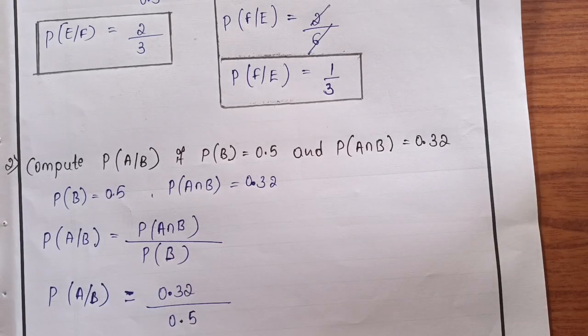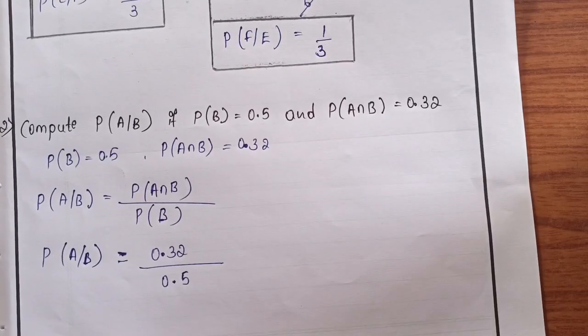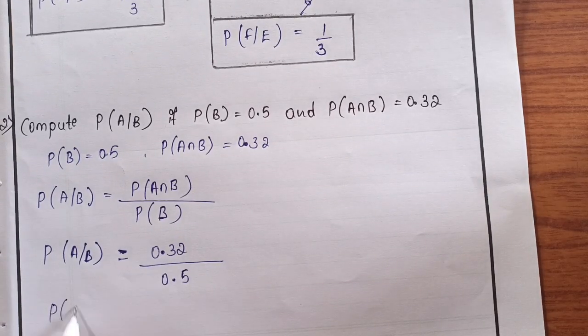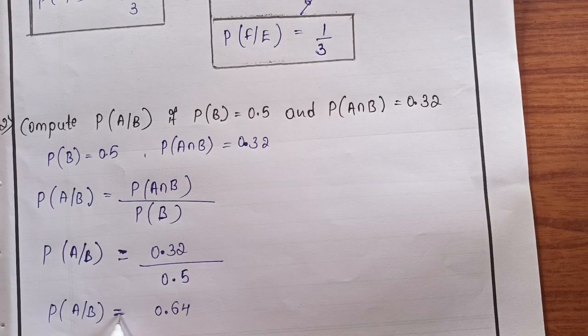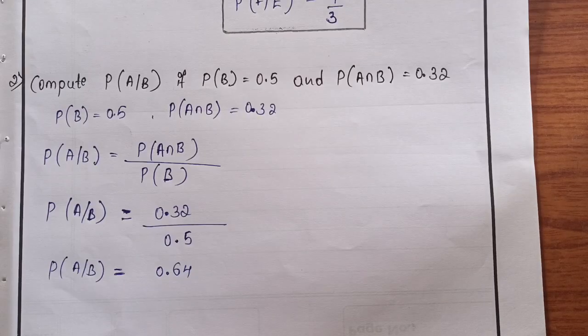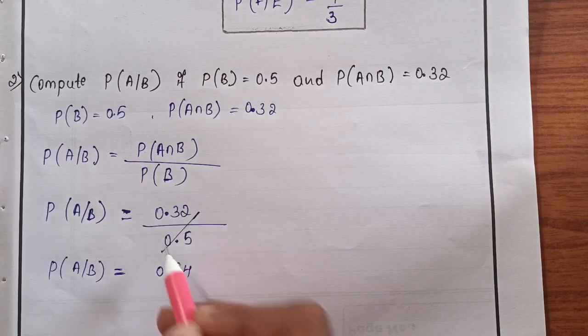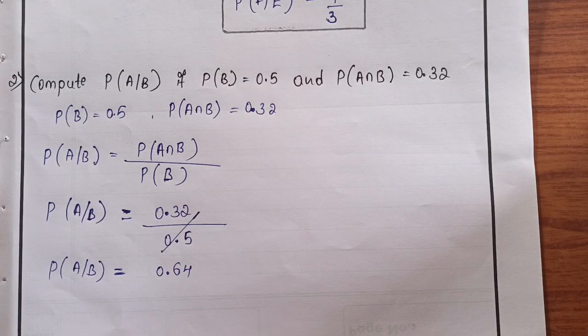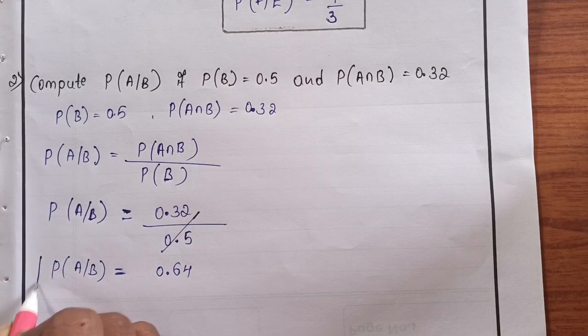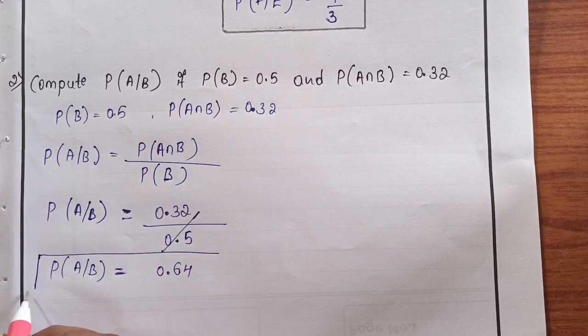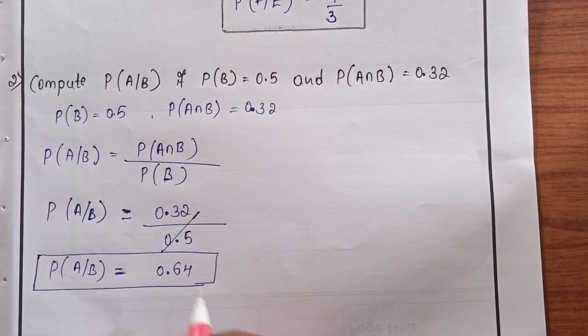So we take a simple calculator. We get the answer, probability of A by B, 0.64. 0.32 divided by 0.5 becomes 0.64. So the answer is probability of A by B equal to 0.64.